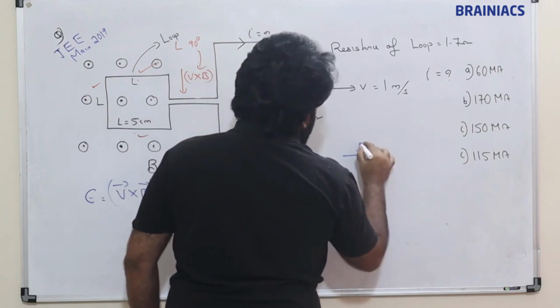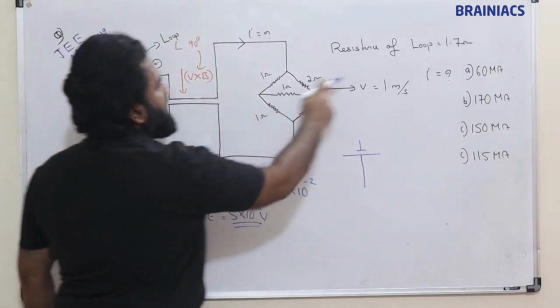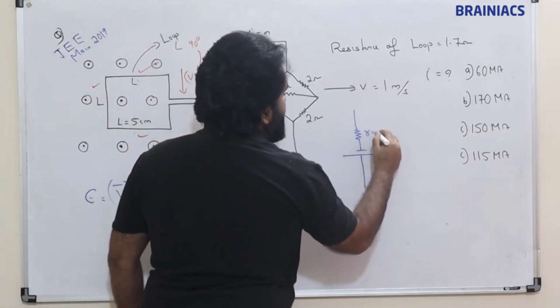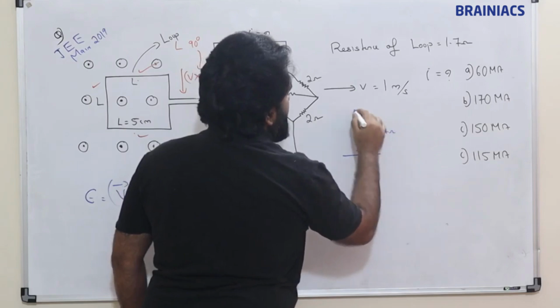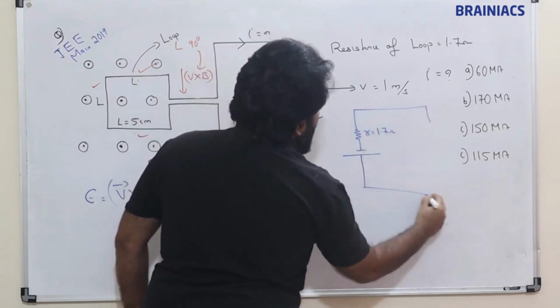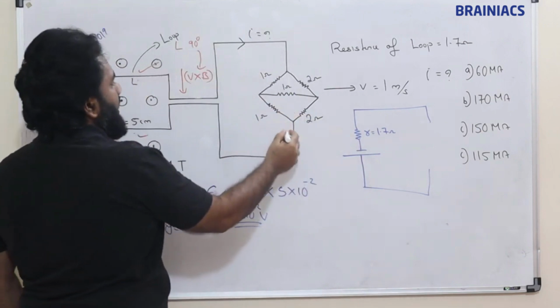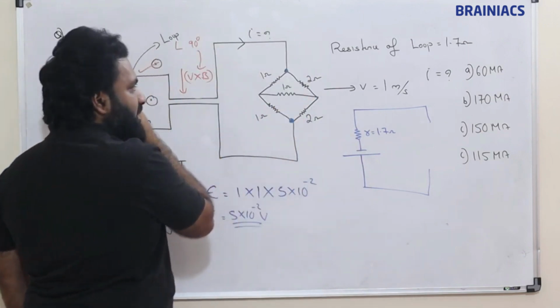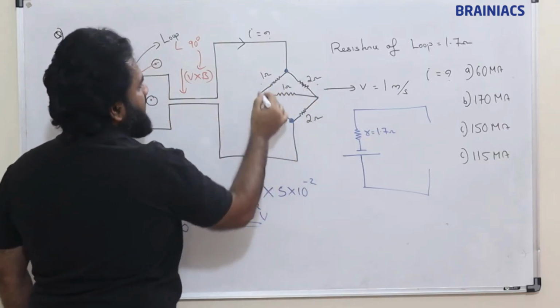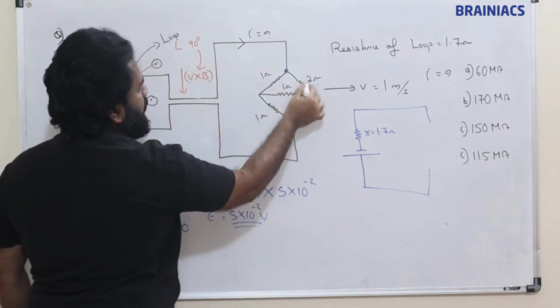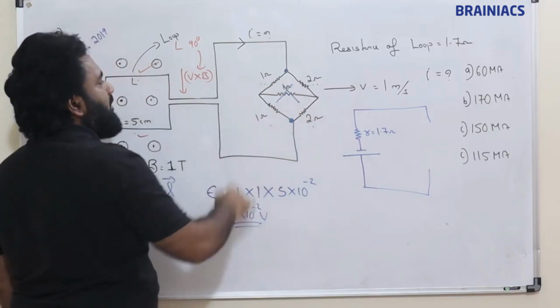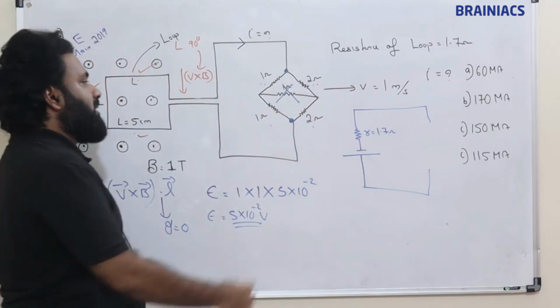Okay, this is how. Now this loop resistance is given as 1.7 ohm. Just like internal resistance, we will mark this as 1.7 ohm. Then what about these two terminals? If we take these two terminals, this is nothing but a Wheatstone bridge. Correct? 2 by 1 is equal to 2 by 1. It is balanced, so this resistor we need not consider.